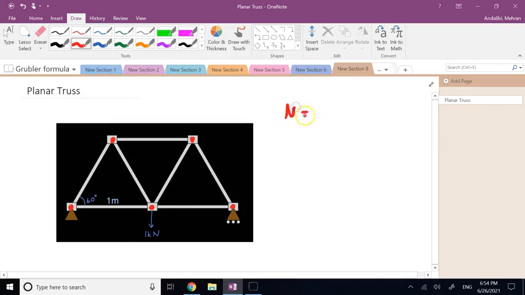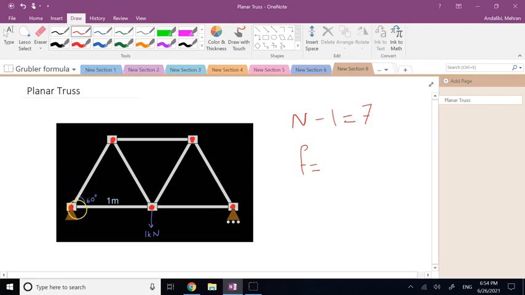So n minus 1 here is 7. I'm not counting the ground. I have 7 members, and I have what? 5 pivots, right? Wrong. It's not 5 pivots. It's more than 5. Why? Well, that's the trick.